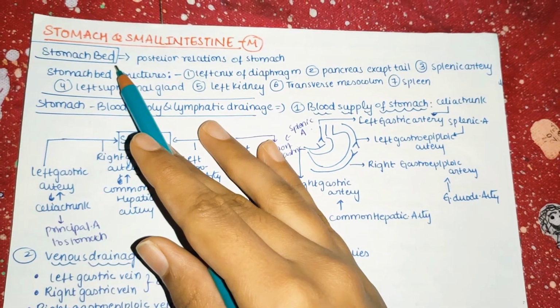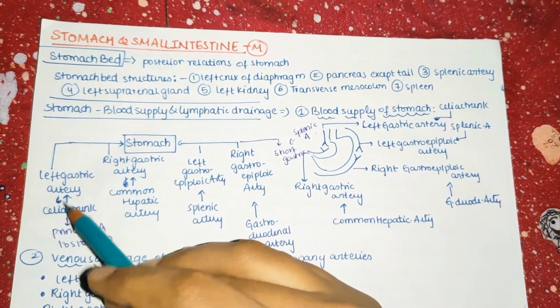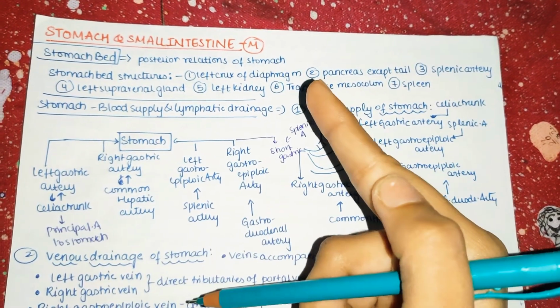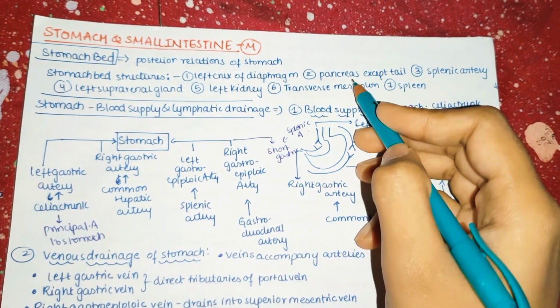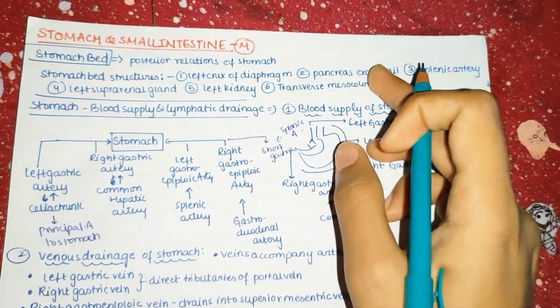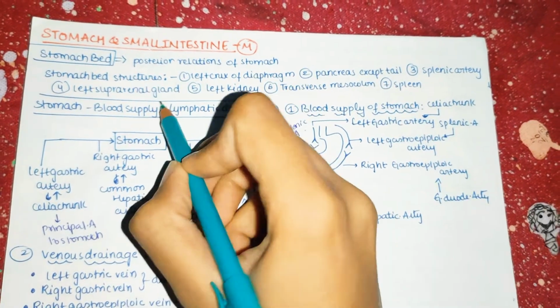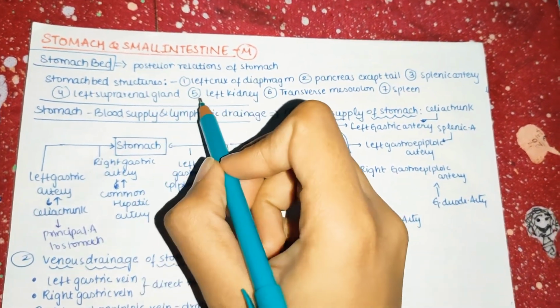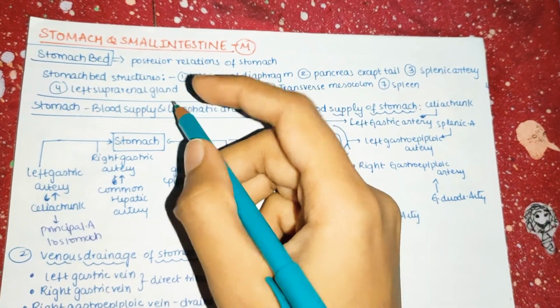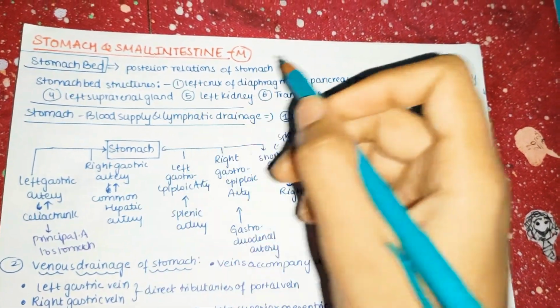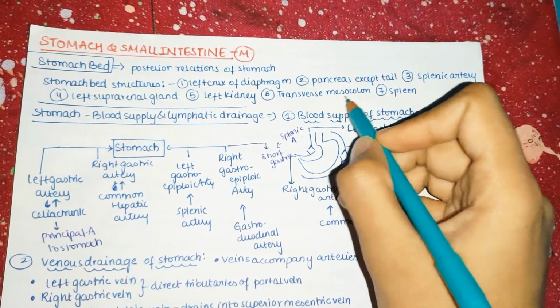So it is nothing but the posterior relations of the stomach. So what are the structures? You have the left crus of the diaphragm, you have the pancreas, of course not the tail of the pancreas except the tail, and you have the splenic artery, left suprarenal gland. Of course, if you have the left kidney, then upon the left kidney you have the left suprarenal gland, and also you will be having the transverse mesocolon and spleen.